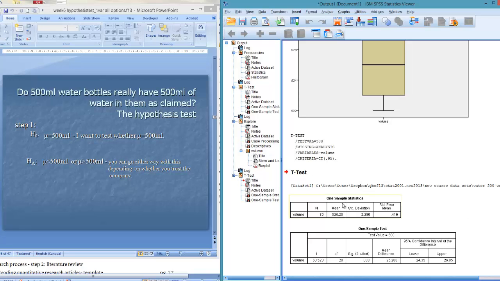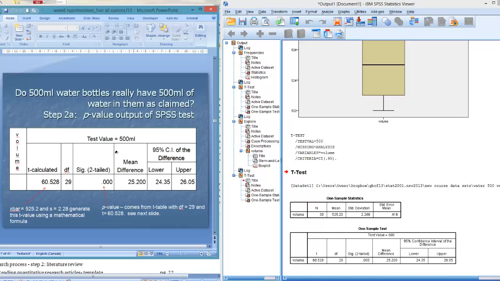And here you go. In the bottom part of the right part of the screen here, we have N equals 30, the mean, standard deviation, standard error, and then we have our statistic. This is the really important one. So let's take a look, and this is what we produced here.